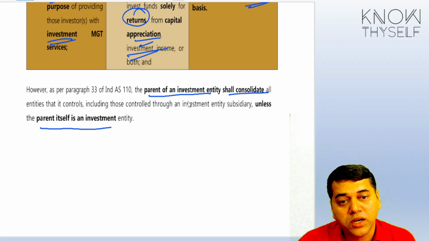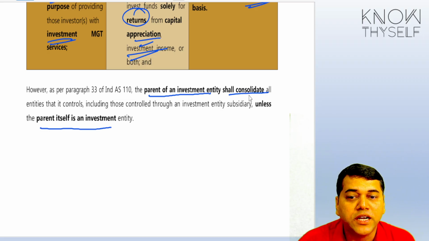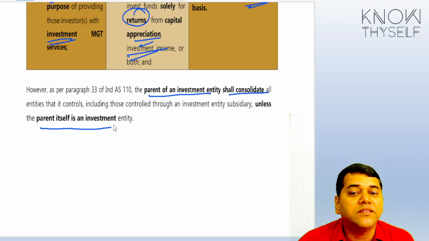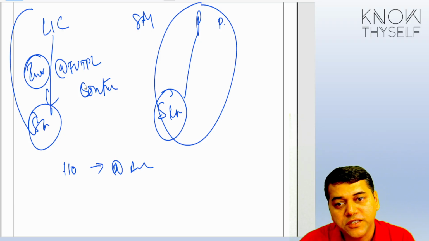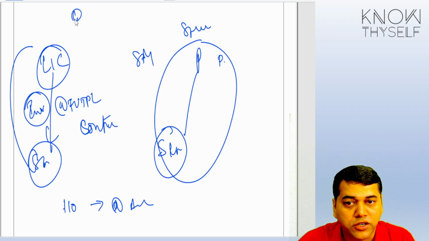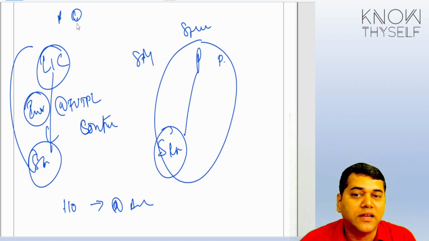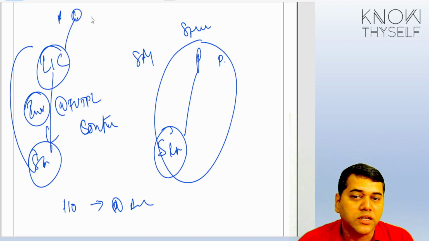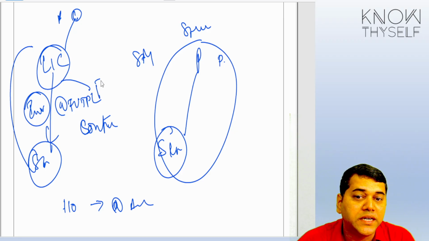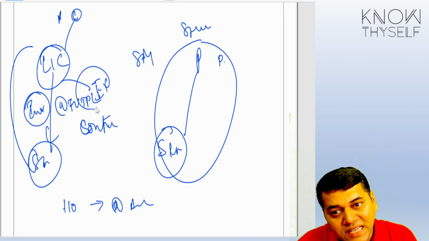So a parent shall consolidate all the entities that it controls unless that parent itself is an investment entity. That means if this parent LIC is held by somebody else, they may have to consolidate, but if that parent is also an investment entity, they need not consolidate. And tomorrow, this parent LIC may have another investment entity that they have to consolidate.